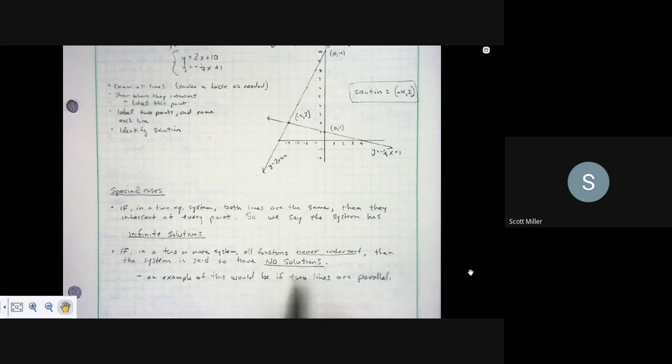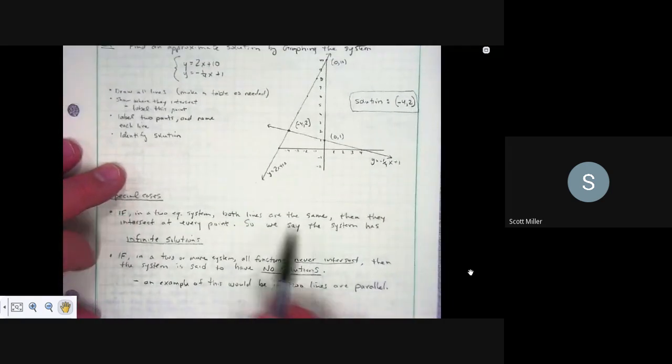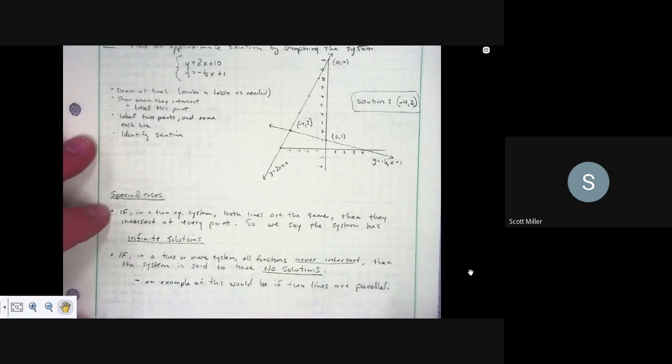We're going to go beyond linear systems. But with 2 lines, if they are parallel, they never cross, they never touch. That is an example of no solutions. So keep that in mind. If the lines are parallel, no solutions. If they are the same line, infinite solutions.